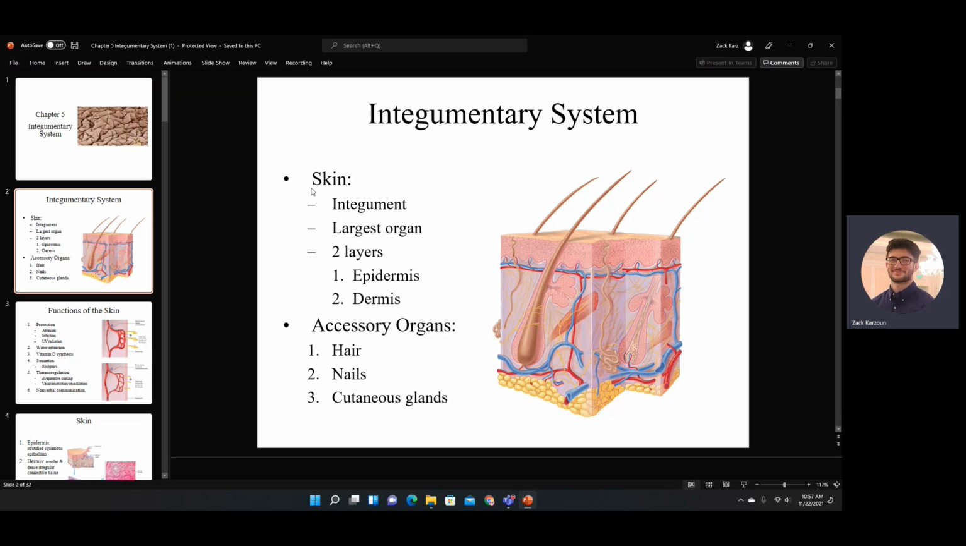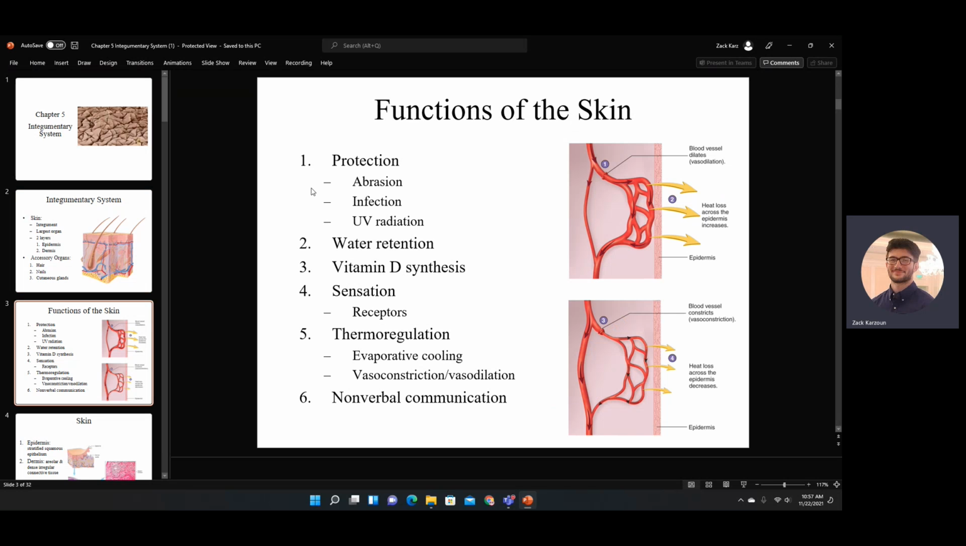Next slide. Now we're going to be talking about the functions of the skin. There are quite a bit of functions. The obvious function is protection, right? It protects you from getting any cuts or any sort of external damage that you might inflict on yourself.